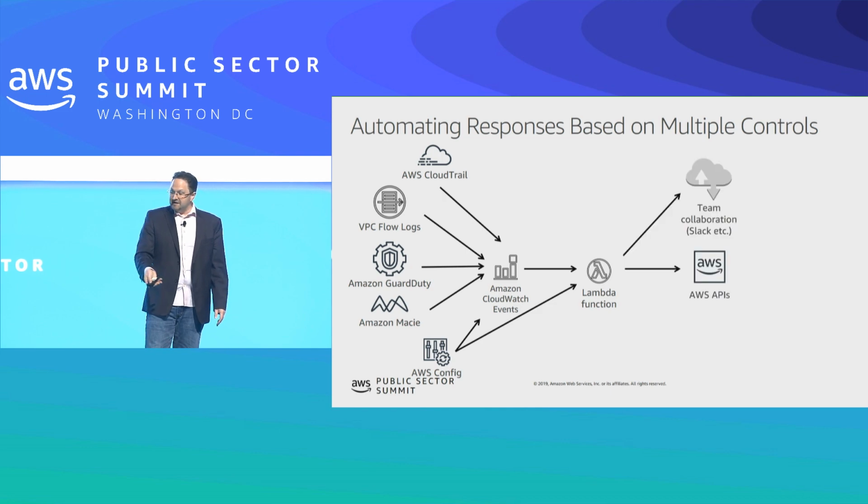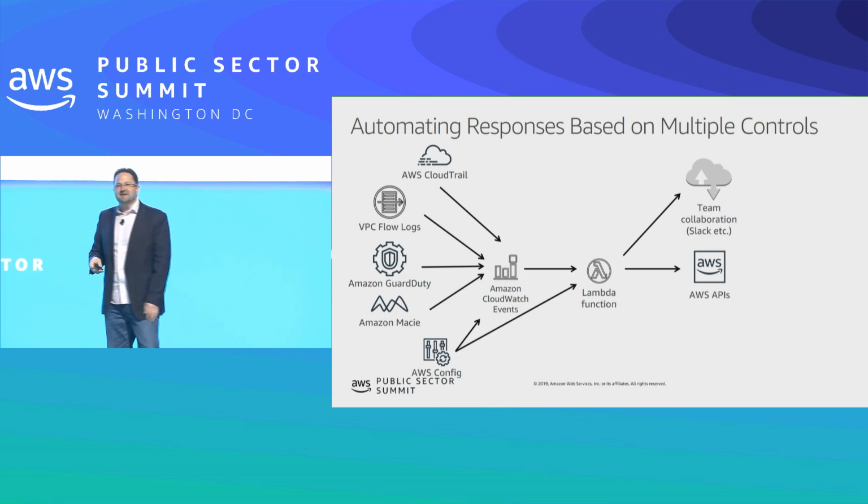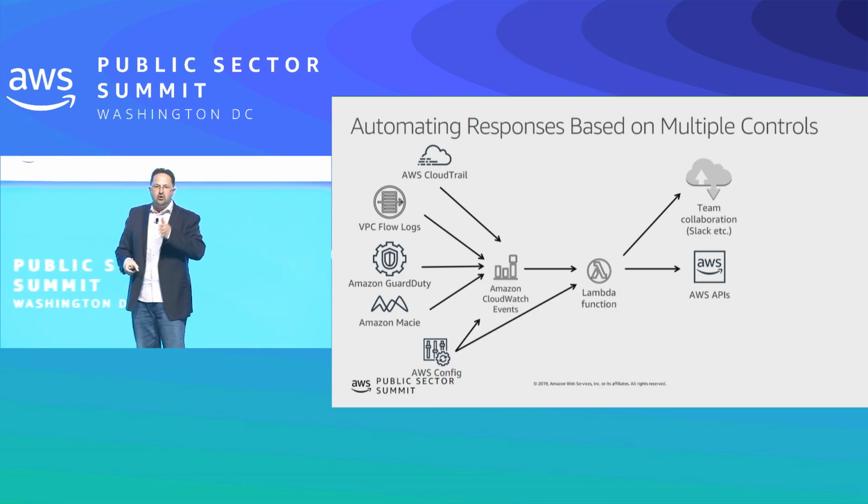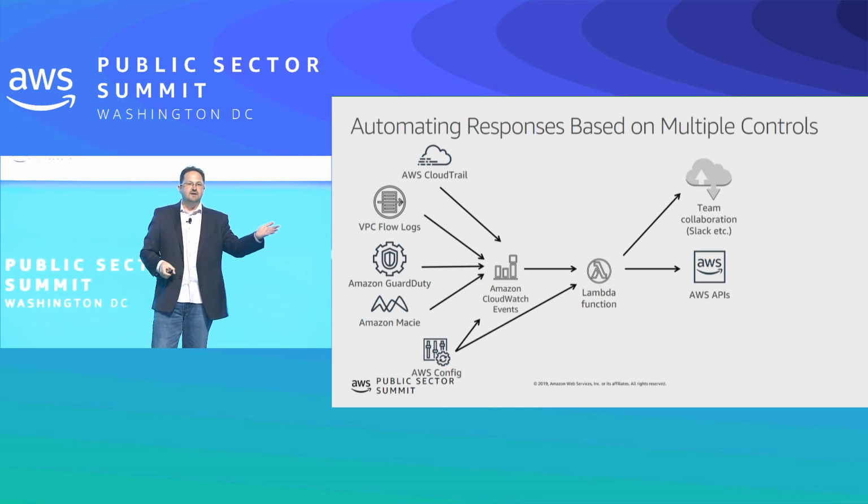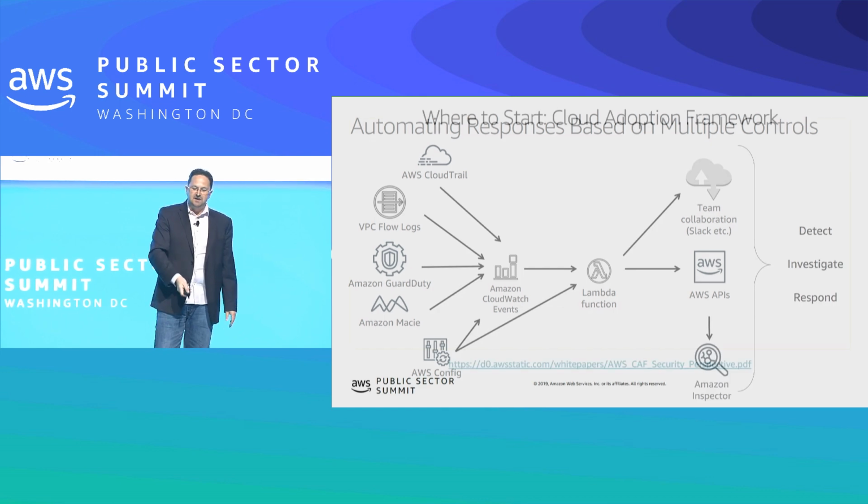Lambda can take action. In this case, Lambda is communicating with your teams, your incident response team and so on, using whatever channels you use, for instance, Slack or Office or whatever it is. And because AWS is API driven, it's able to go and change settings on all of the services if that's what you needed to do. You can take a whole range of actions here.